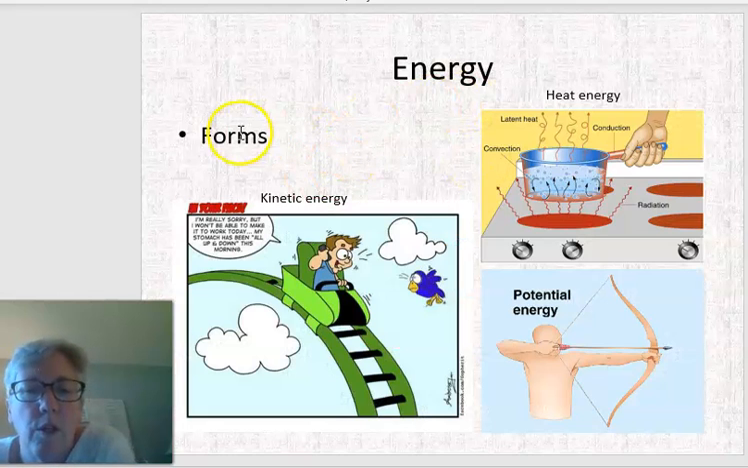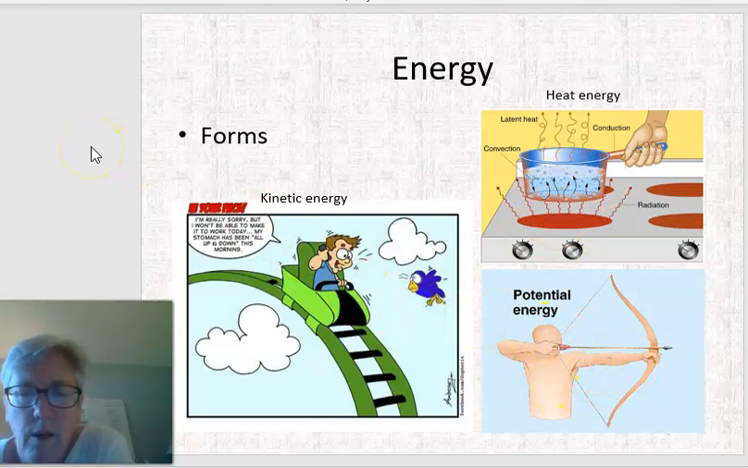All right, so energy, there's multiple forms of energy. I'm sure you know this from physics, from chemistry. Kinetic energy is the energy of motion. Okay, generally heat energy is thermal energy, moving particles. And then there's potential energy.